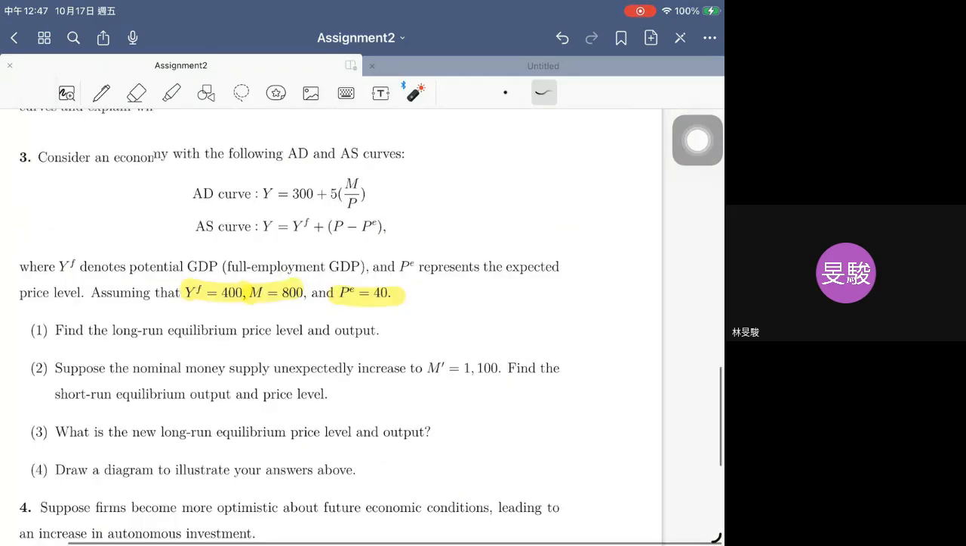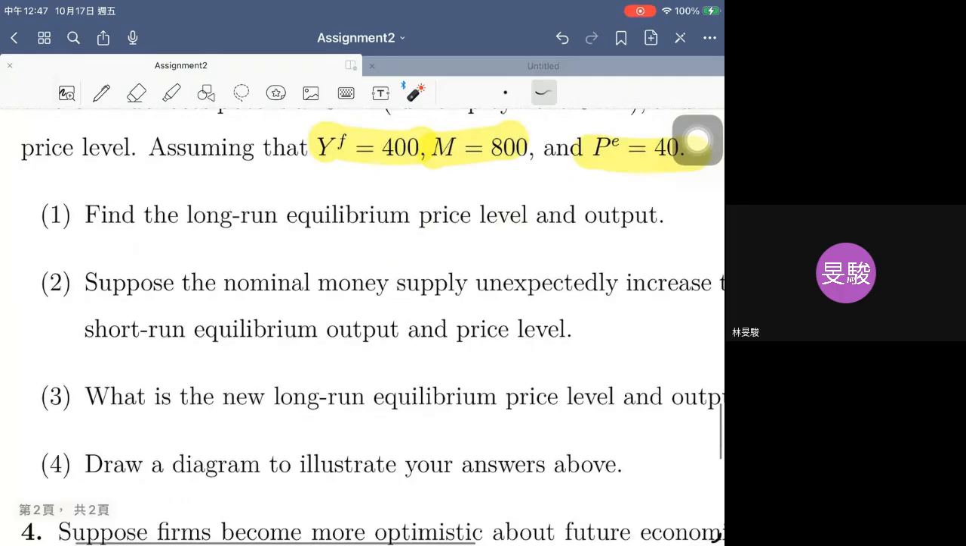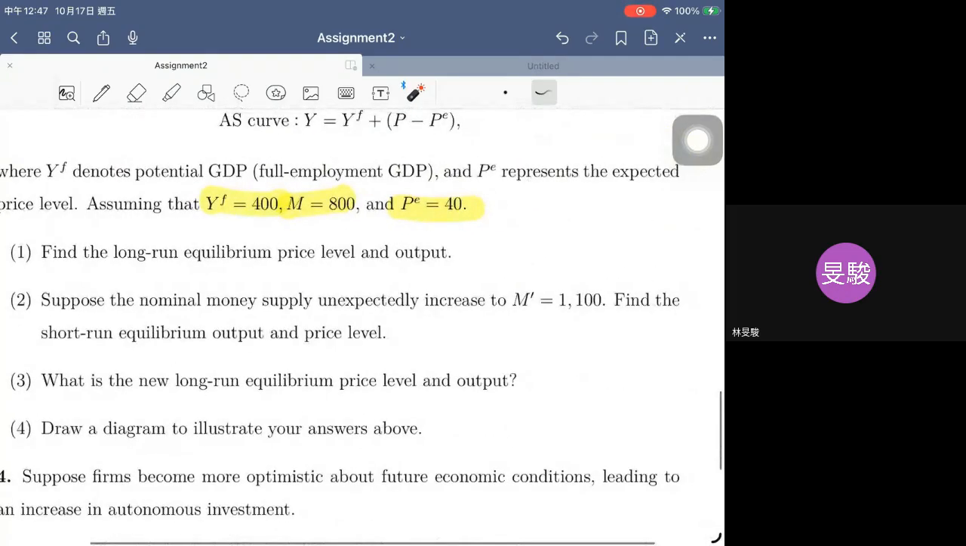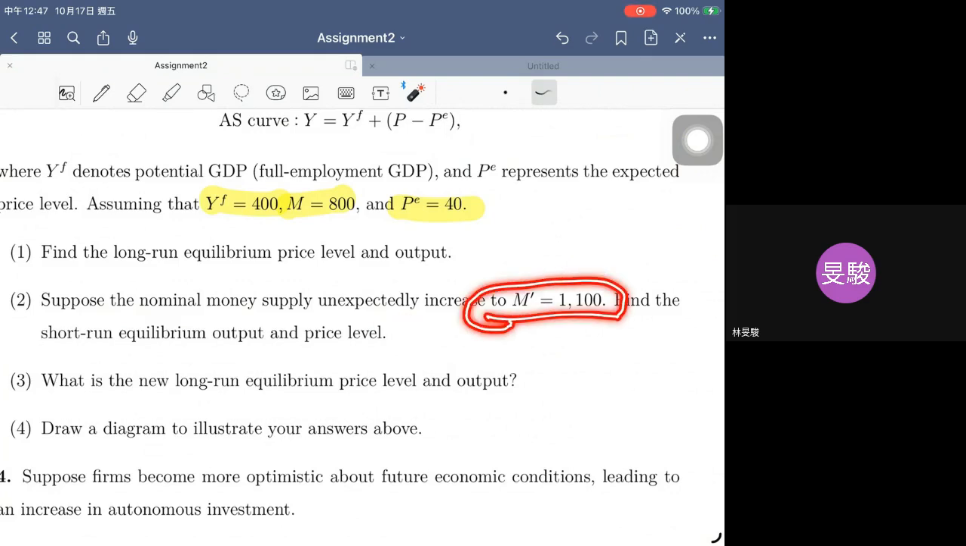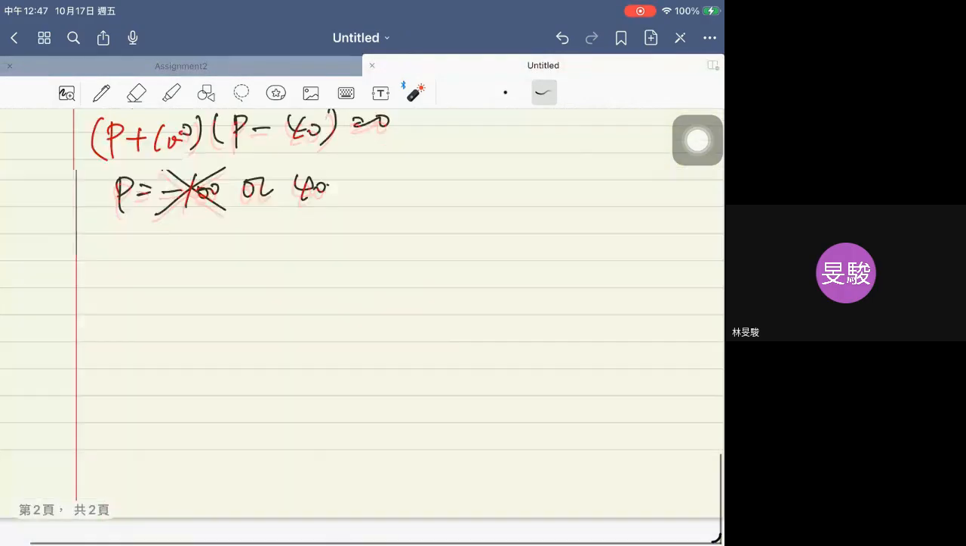After we finish question 1, the following is question 2. Suppose the nominal money supply unexpectedly increased to M1, which is 1,100, and find the short run equilibrium output and price level. Okay, so number 2.